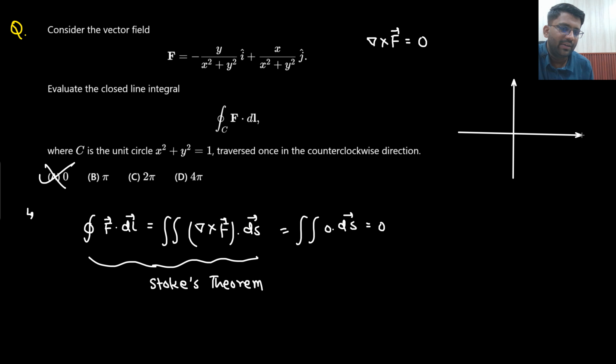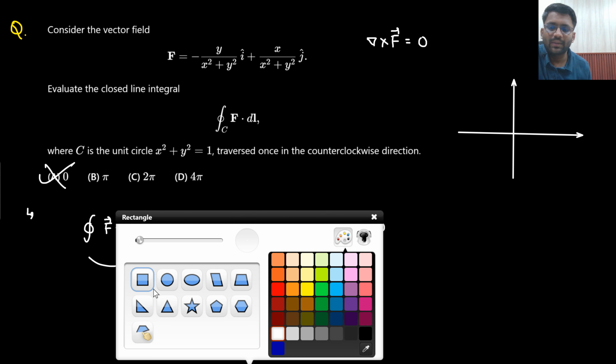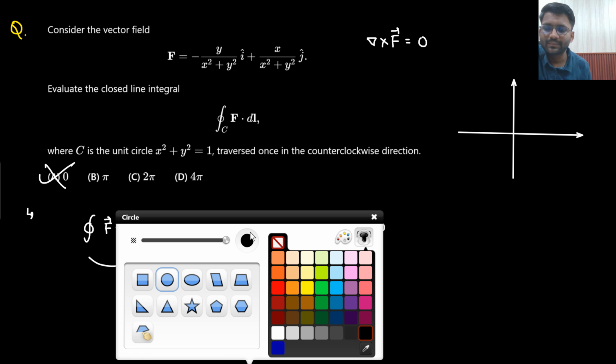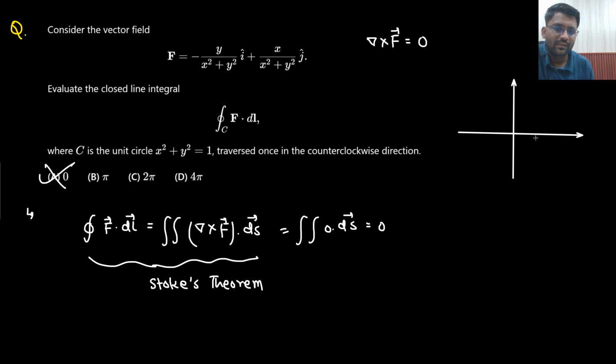What is your closed curve? x square plus y square equals 1. And what is the region bounded by the closed curve? That will be nothing but this particular region. This is the region x square plus y square equals 1, and this is that bounded region. In this bounded region, is there the point 0, 0? Absolutely, sir.